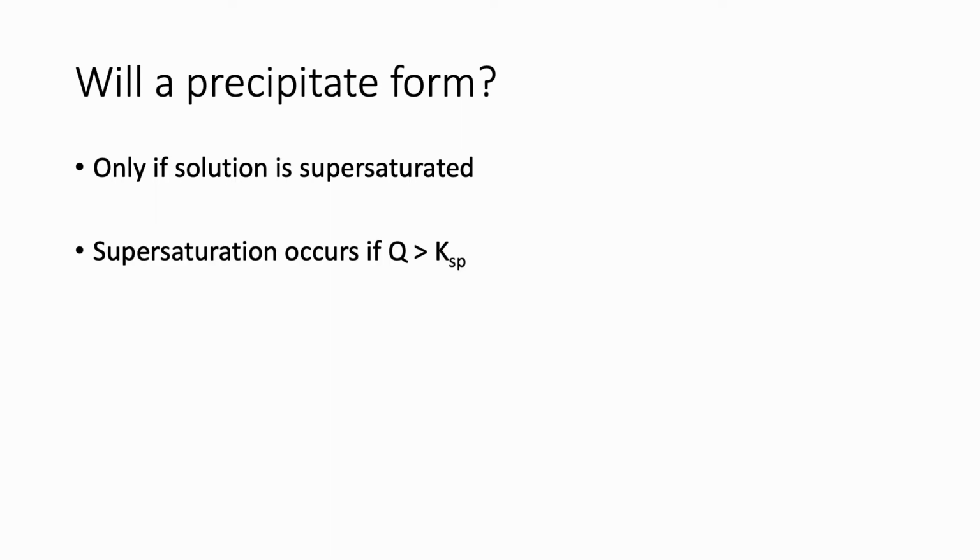The way that we think about supersaturation in terms of equilibrium expressions is we think about the value of our Q, the value of our reaction quotient. Remember, the reaction quotient takes the mass action expression, which is the same thing that we use to calculate our equilibrium constant, and it calculates its value at a particular point in the reaction when you aren't at equilibrium.